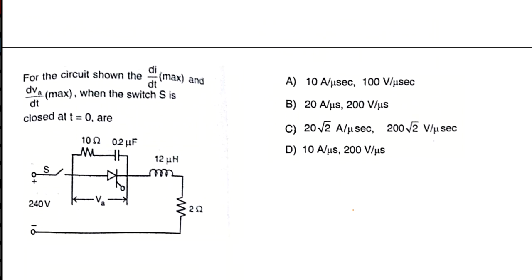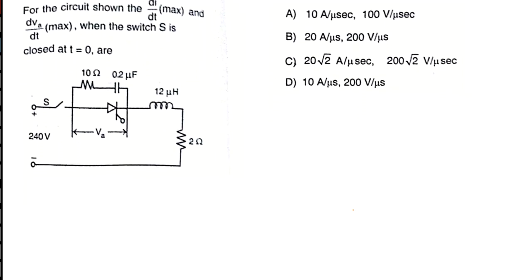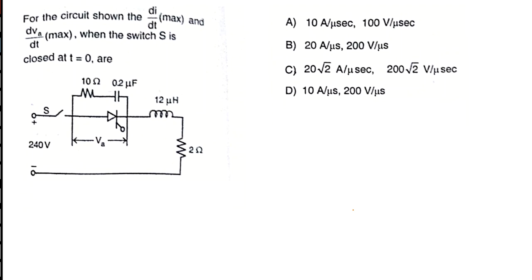So this is the last question of this session. For the circuit shown in the figure, find the dI by dt max and the dVA by dt max when the switch is closed at t equal to 0. So here we need to find the dI by dt maximum value and the dVA by dt maximum value. We know this is called a snubber circuit, and this inductor here controls the flow of current.